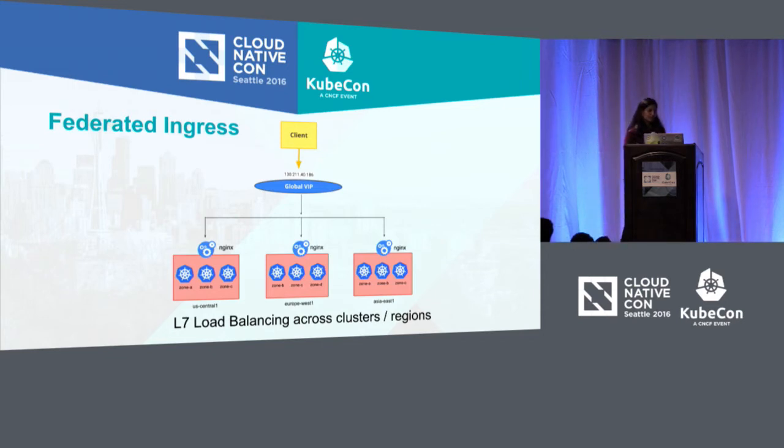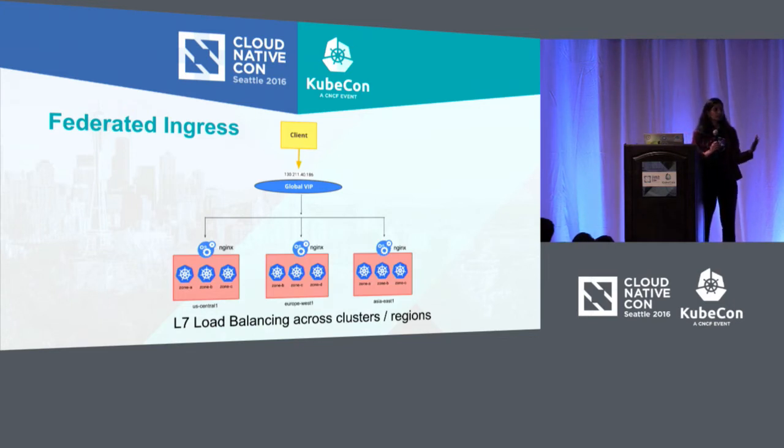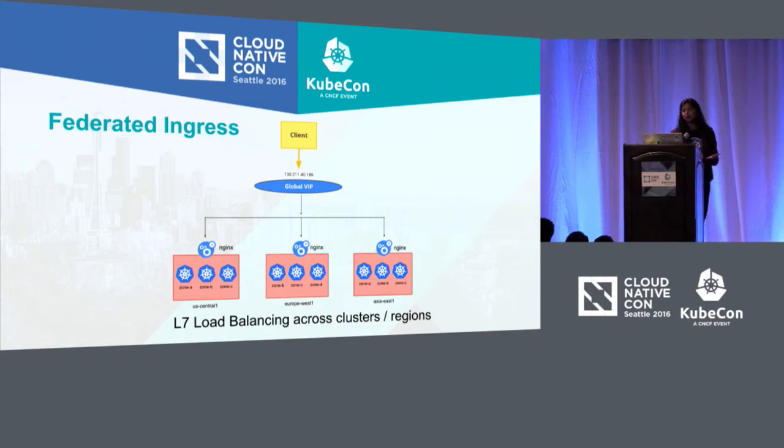Federated Ingress makes it possible to use a single API endpoint, a single service endpoint, to distribute your load across multiple clusters and multiple regions. And that's currently only possible on Google Cloud because of GCLB's capabilities. So that's federated Ingress.